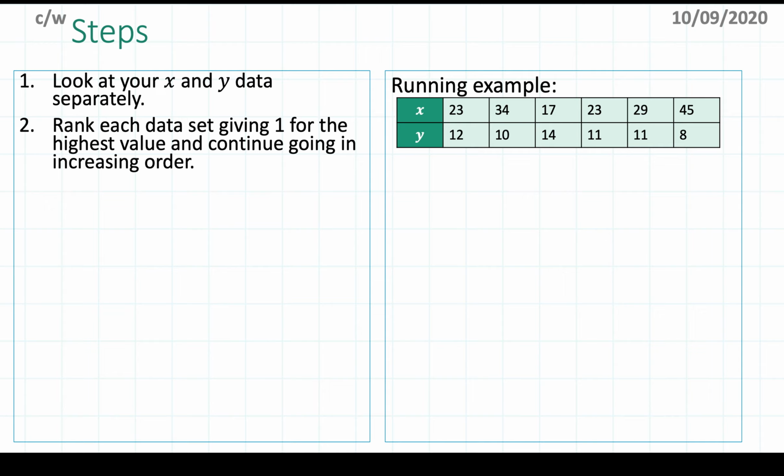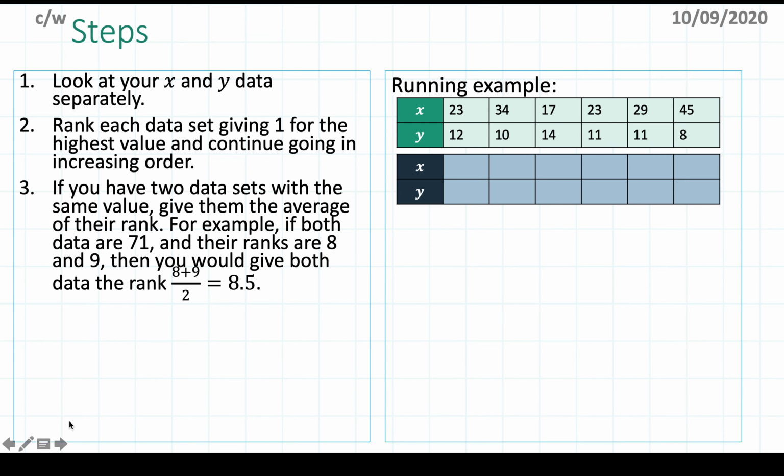You're going to give each data set a ranking, starting by giving 1 to the highest value, and you're going to continue in increasing order. So if I have this table, I'm going to rank my data. From the x, the highest value is 45, so this is going to have 1. Then my next highest value is 34, and then we have 29. So I'm ranking them here.